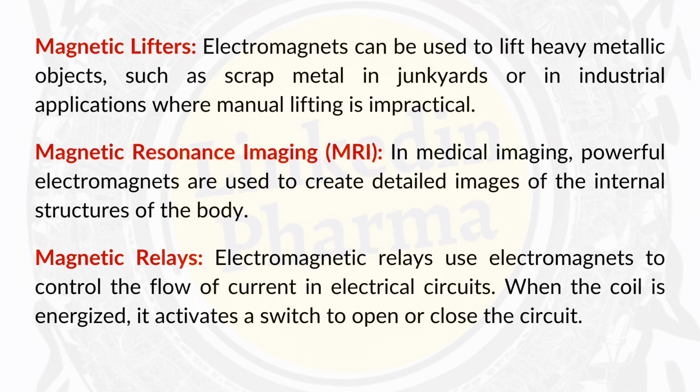Magnetic lifters. Electromagnets can be used to lift heavy metallic objects, such as scrap metal in junkyards or in industrial applications where manual lifting is impractical. Magnetic resonance imaging, MRI, in medical imaging. Powerful electromagnets are used to create detailed images of the internal structures of the body. Magnetic relays. Electromagnetic relays use electromagnets to control the flow of current in electrical circuits. When the coil is energized, it activates a switch to open or close the circuit.